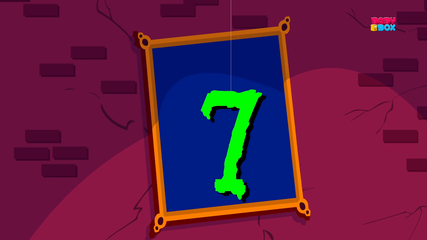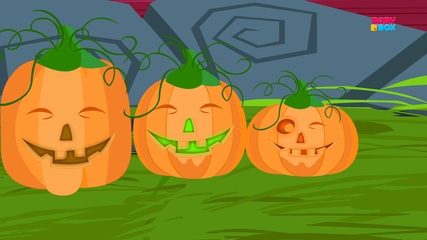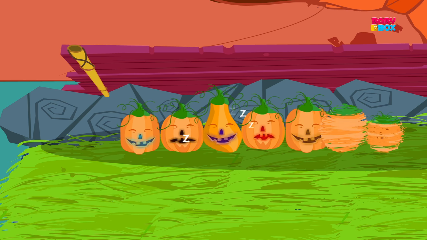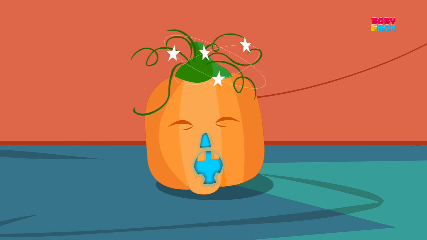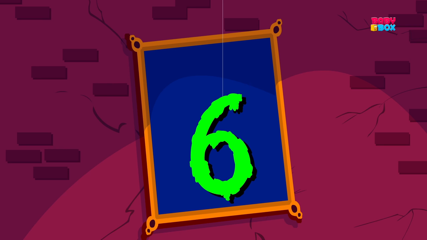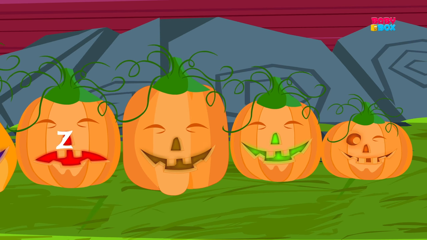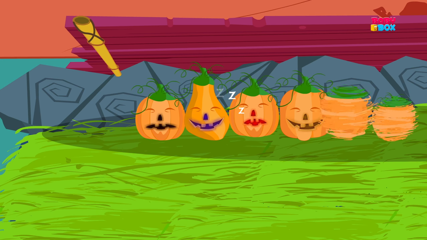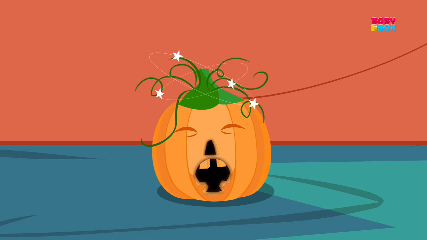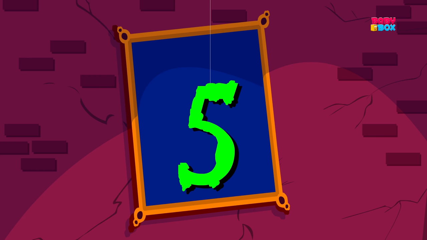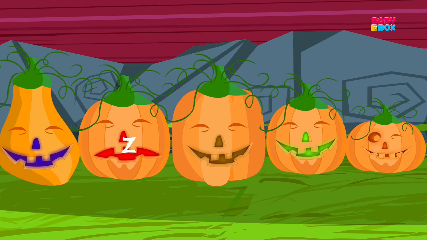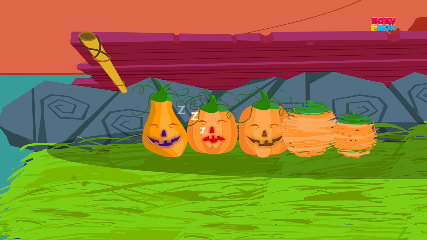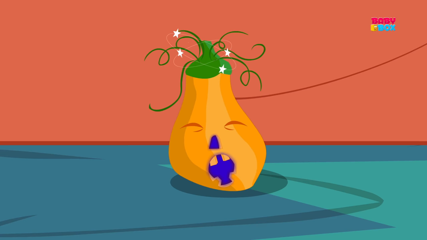Seven! There were seven in the bed, and the little one said, "Roll over, roll over." So they all rolled over and one fell out. Six! There were six in the bed, and the little one said, "Roll over, roll over." So they all rolled over and one fell out. Five! There were five in the bed, and the little one said, "Roll over, roll over." So they all rolled over and one fell out.